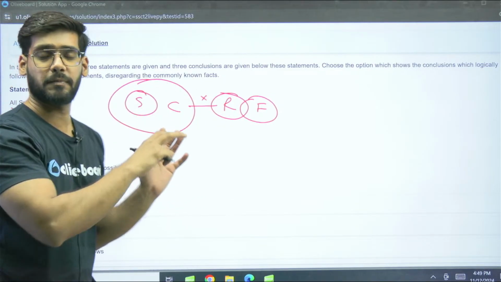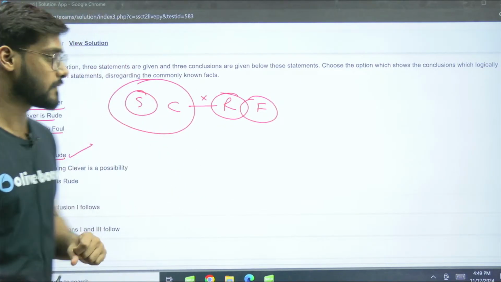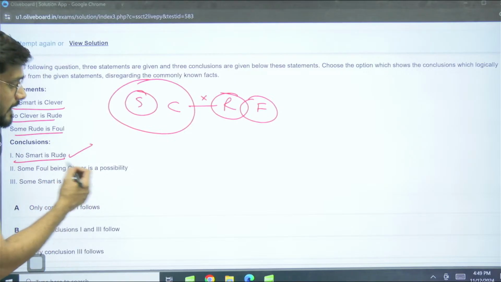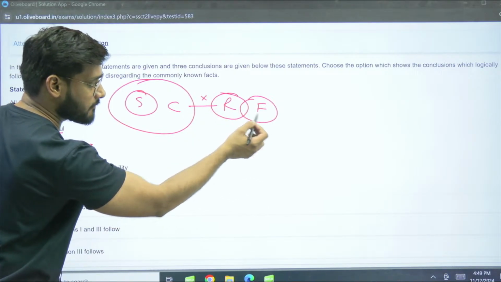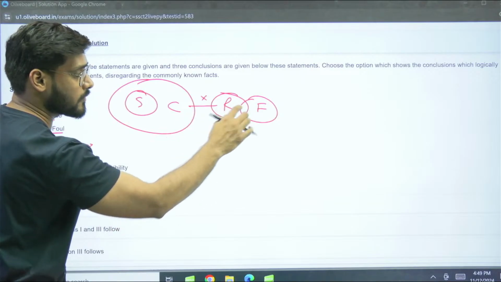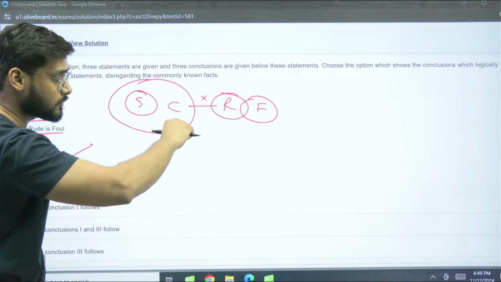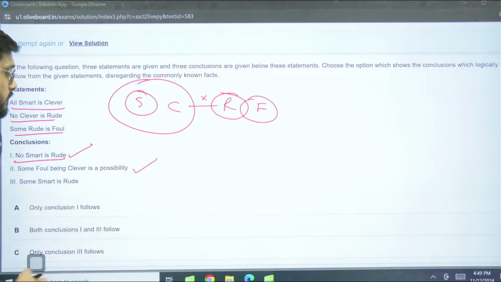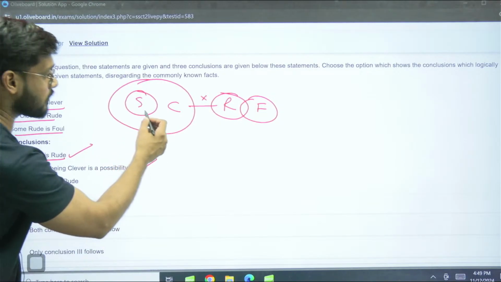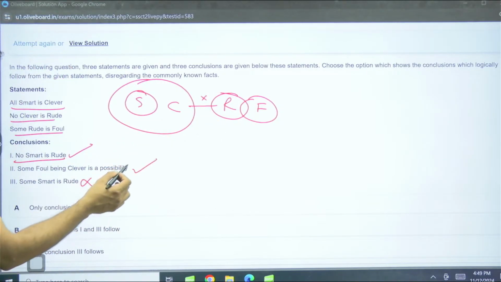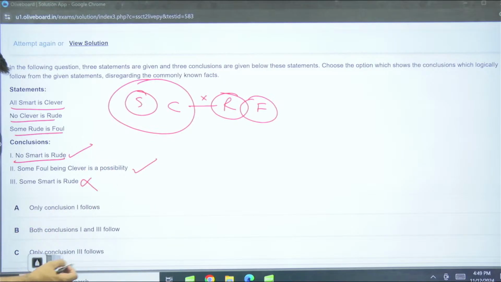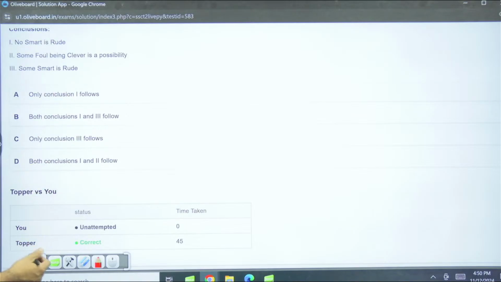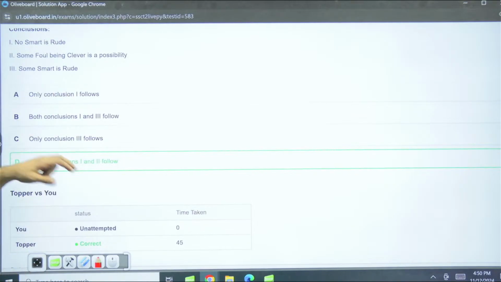I have already explained this on our YouTube shorts. Some foul being clever is a possibility. Yes, some foul can be clever. Not all foul, because if all foul comes into clever, then rude will come, but some foul can come. So this is also true. Some smart is rude: we cannot see any relation of smart and rude, so this is wrong. The answer is 1 and 2 follow, which means option number D. Yes, D is right because it turns green. Okay, next question.